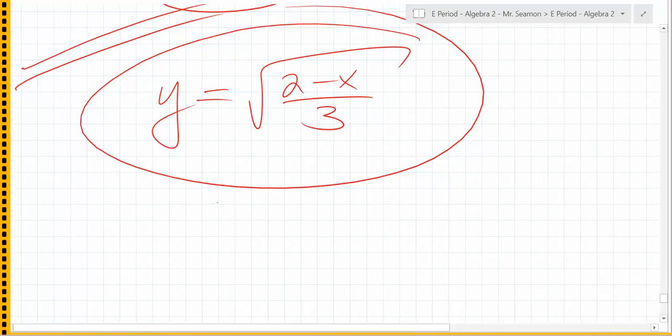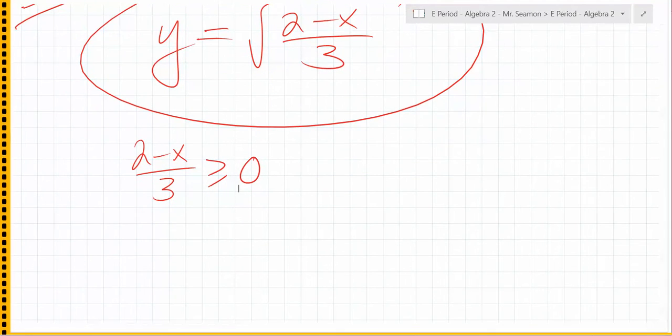Y equals? What's the first thing you started with? 2 minus x over 3 is greater than or equal to 0. Yeah. When you multiply both sides by 3, what do you get, Harry, on this one? You get 2 minus x is greater than or equal to?